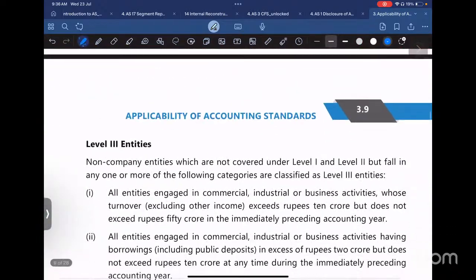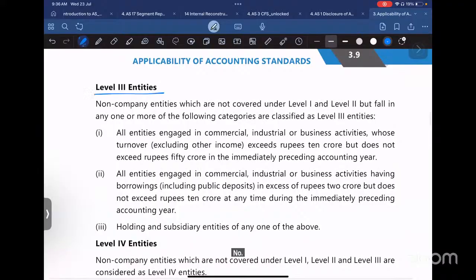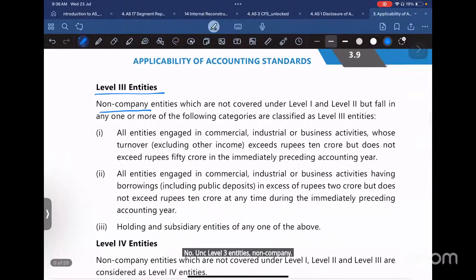Now, we will see level 3 entities, non-company. Here, the condition is X should be greater than or equal to 50 crore, 10 crore, and Y 10 crore, 2 crore, and holding subsidiary entities above.